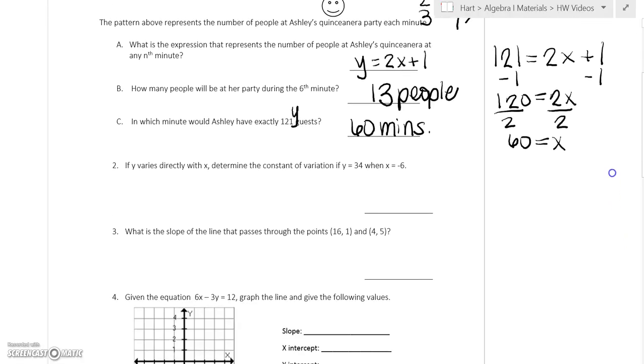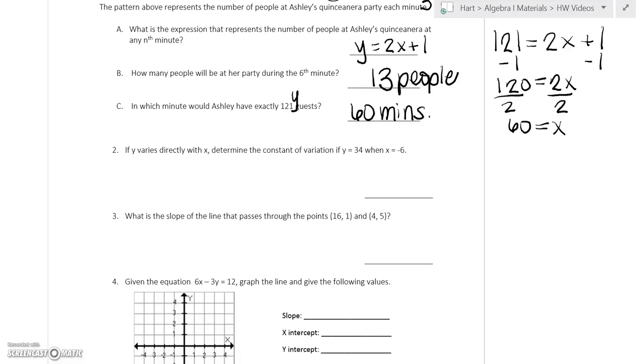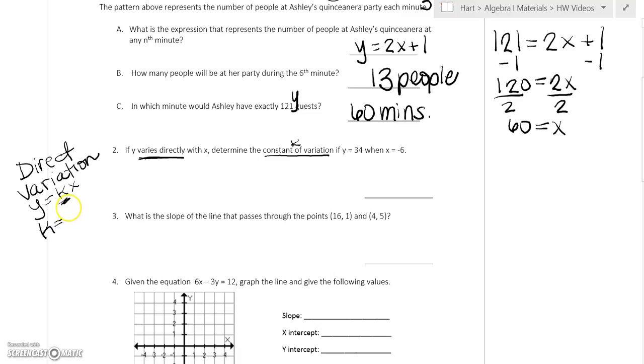Alright. On to number 2. If y varies directly with x, so when you see these words, you think direct variation. They say determine the constant of variation. So this is your k value. So direct variation is y equals kx. We have to figure out what the k is. So I've told y'all when we did the notes that to find k, you just divide y by x.